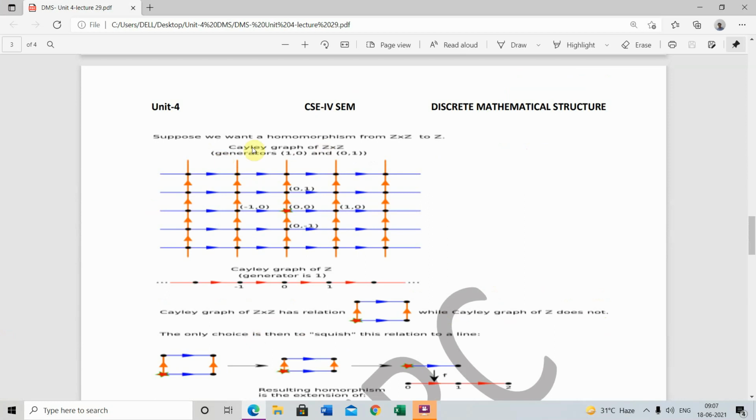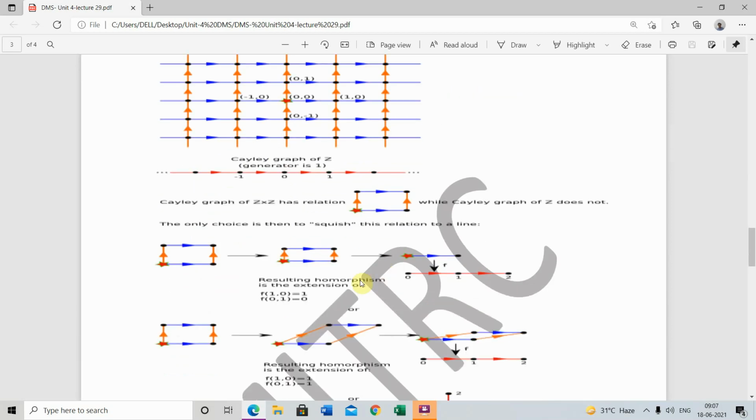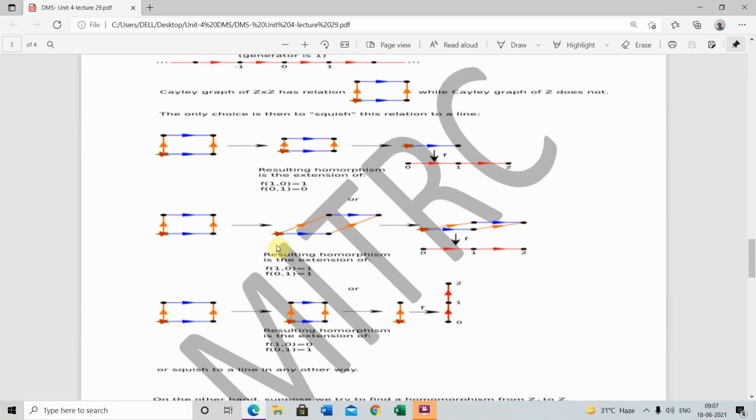Suppose we want a homomorphism from Z cross Z to Z. Cayley graph of Z cross Z, generators (1,0) and (0,1). This way we find the Cayley graph of Z, generator 1, a straight line. The Cayley graph of Z cross Z has a relation, while the Cayley graph of Z does not. The only choice is then to squeeze that relation to a line, square the relation to a line.